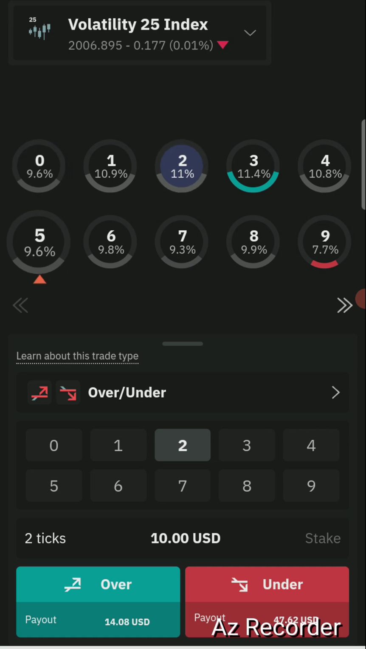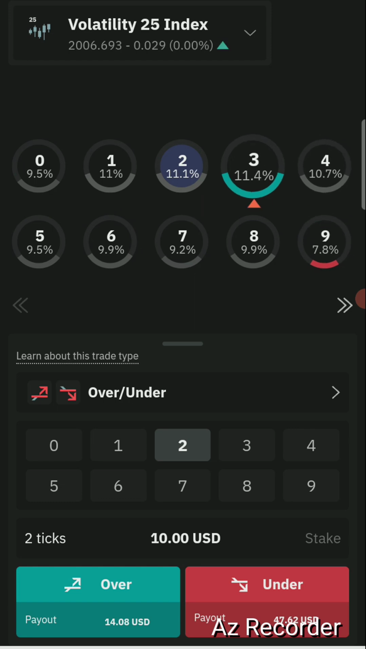So the first one, let's trade over 2 using 2 ticks because digits 1 and 2 are above 10%. Remember, there are some conditions you have to meet before entering the market. If digit 0 is below 10%, digit 9 should also be below 10%. That's okay.